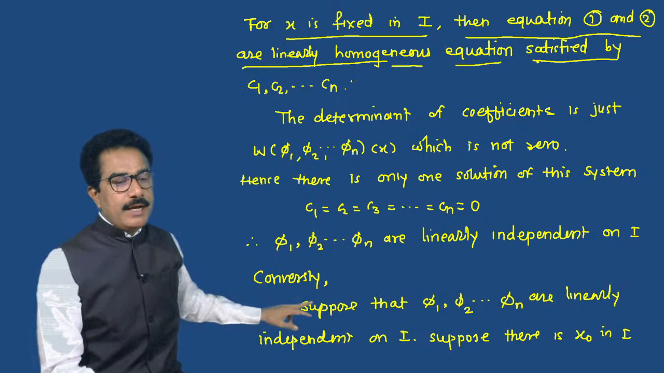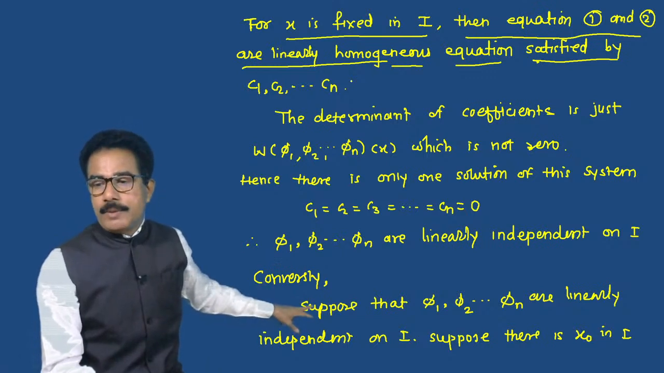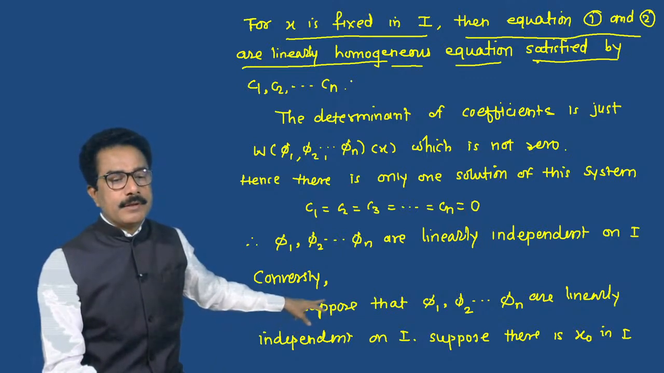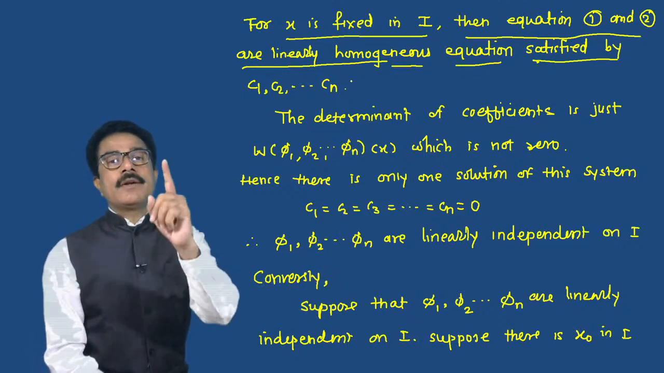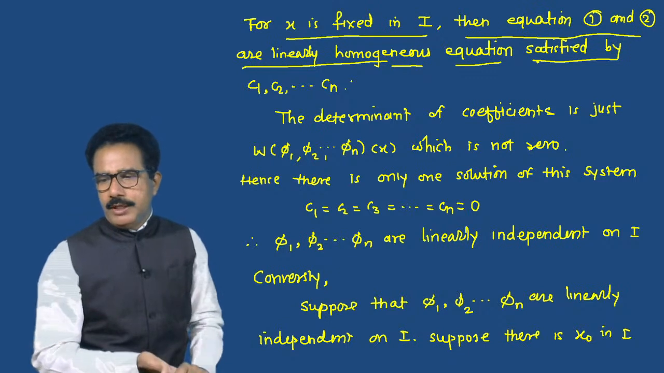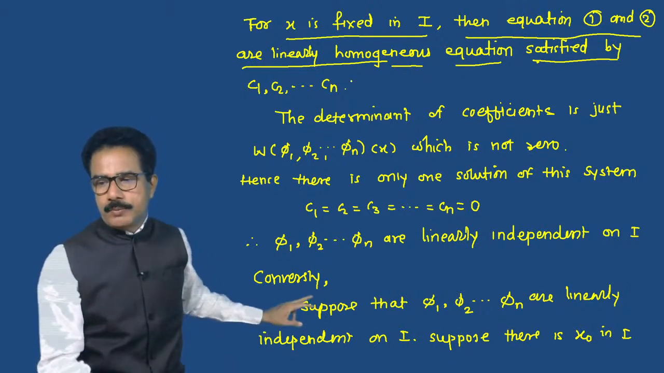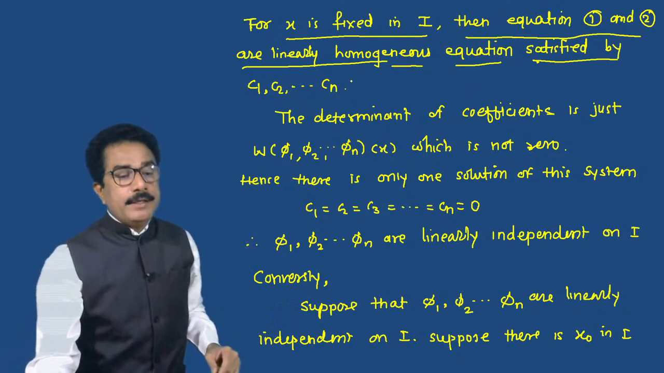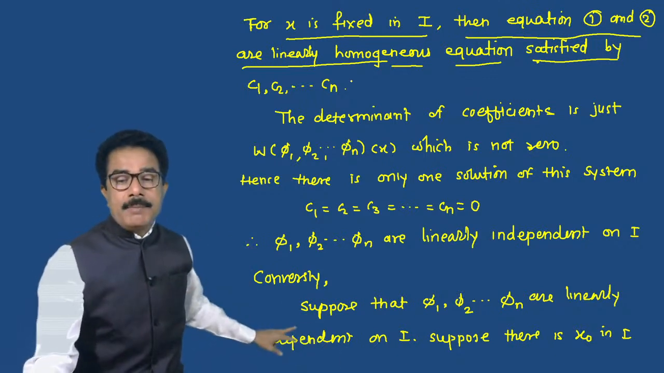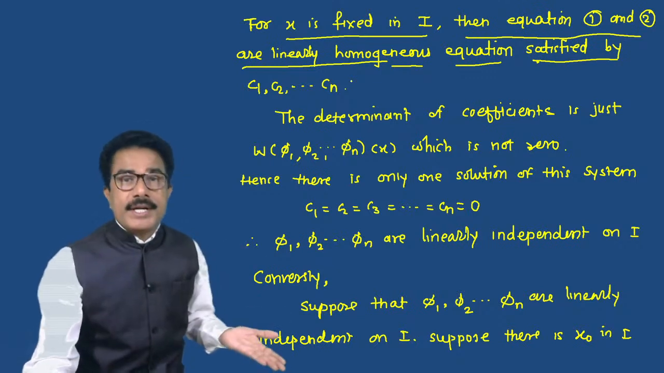Now see this, phi 1, phi 2, phi 3 are supposed to be linearly independent, then we have to prove that the Wronskian is not equal to 0. Yes, okay, Rutuja Bhosle, we have to prove the Wronskian is not equal to 0. Now this second part can be proved by the method of contradiction.